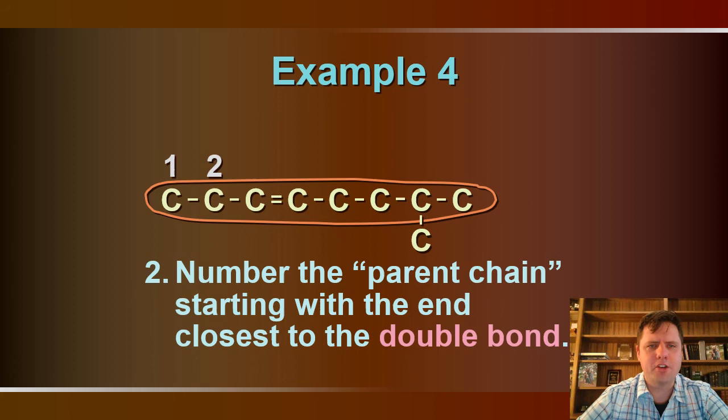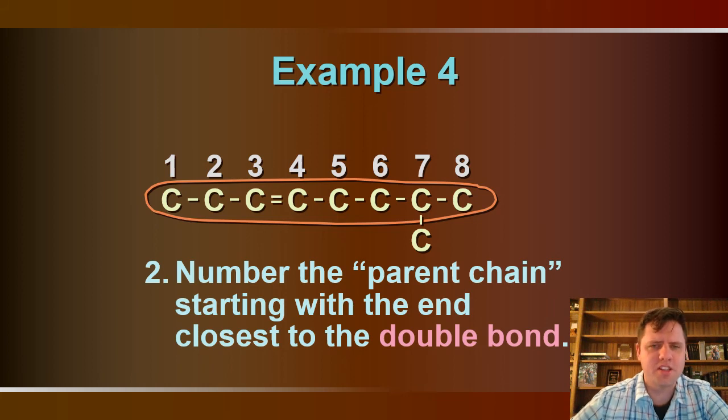So we number then the parent chain: 1, 2, 3, 4, 5, 6, 7, 8, with the side starting with the end closest to the double bond. This is an exception to what you just learned with alkanes. With alkanes, you would have started numbering from this side because of this methyl group. But the moment you introduce a double bond, we now start counting with the side closest to the double bond. If this double bond was over here, we would have started counting over here. But it's over on this side, so we have to start counting our carbons from this side.